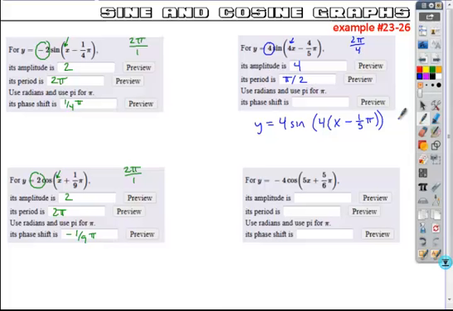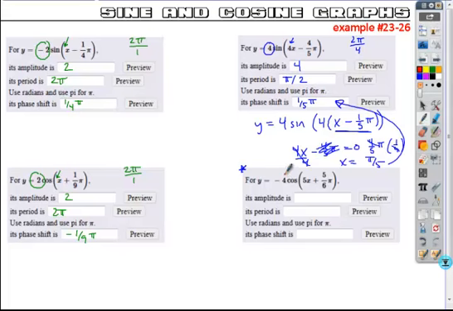Do you see how that would be the way that you would rewrite that inner part of the function? If you factor out a 4, you're left with x minus 1/5 pi. So now what can you see easily is your phase shift? What value of x gives you a 0 in here? 1/5 pi.